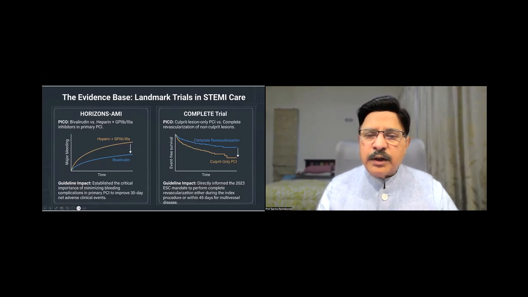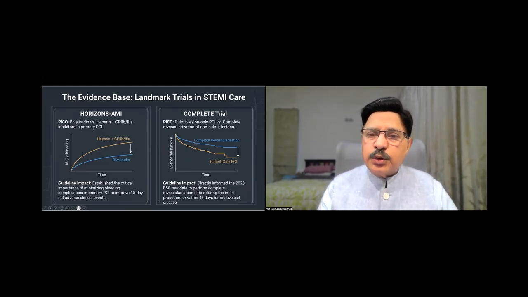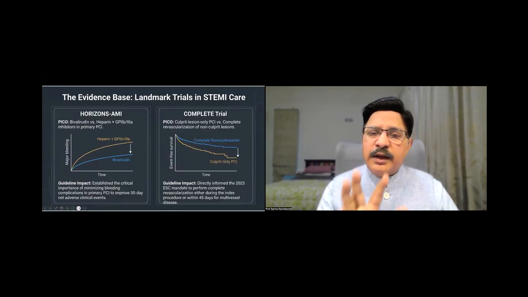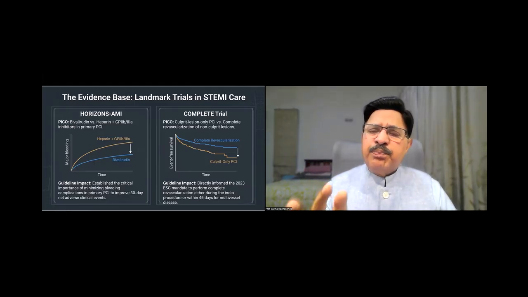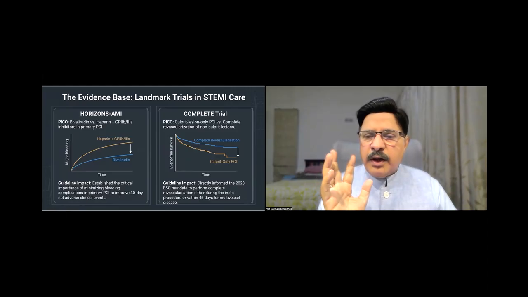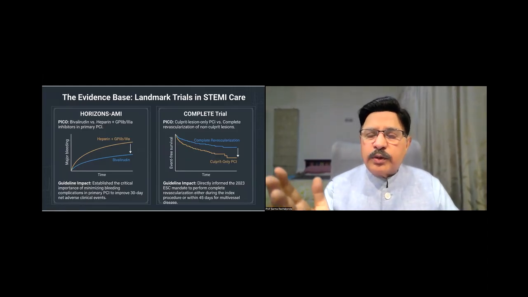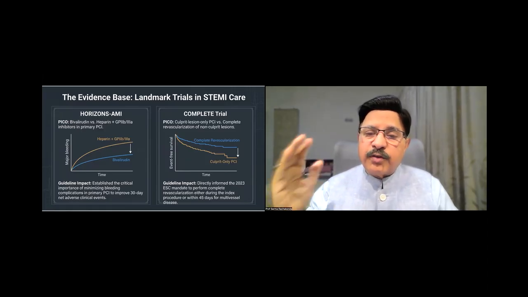This directly informed the ESC mandate to perform complete revascularization either during the index procedure or within 45 days. That means you should attempt to completely revascularize the coronary anatomy. Maybe you will take up the culprit vessel first if there is cardiogenic shock, and then plan the remaining two vessels within the next 45 days, but don't delay beyond 45 days.